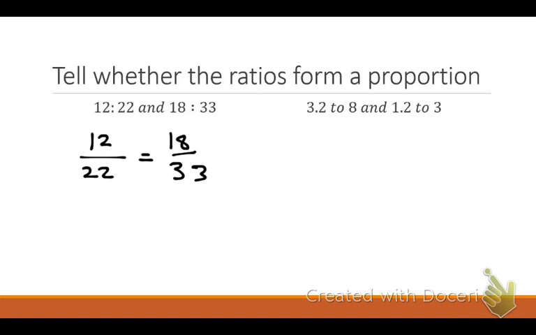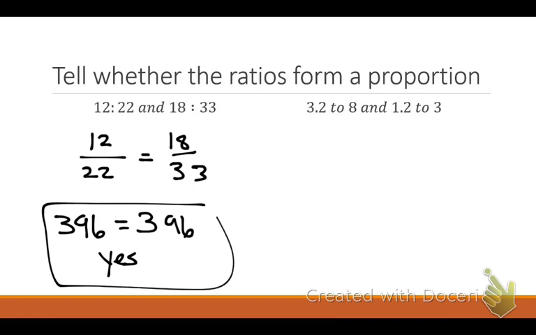What is 18 times 22? 396. And what is 12 times 33? 396. Oh, look at that. Yes. But you have to show your totals, guys.